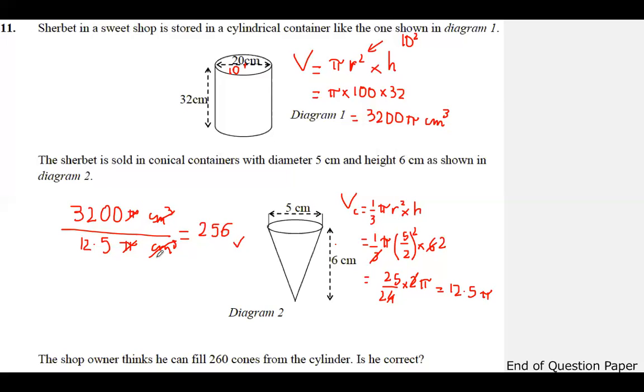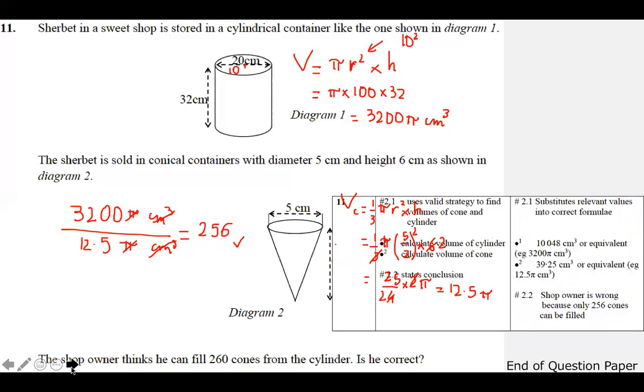Yeah. And you just need a yes or no to finish it as well. And let's see how many marks that was. So you've got a bit of reasoning as well. So substitute relevant values into correct formulas. So by just substituting R here and R, that would give you the mark there. Then 10,048 or 3,200 pi. So there you go. You still get the mark by writing 3,200 pi.